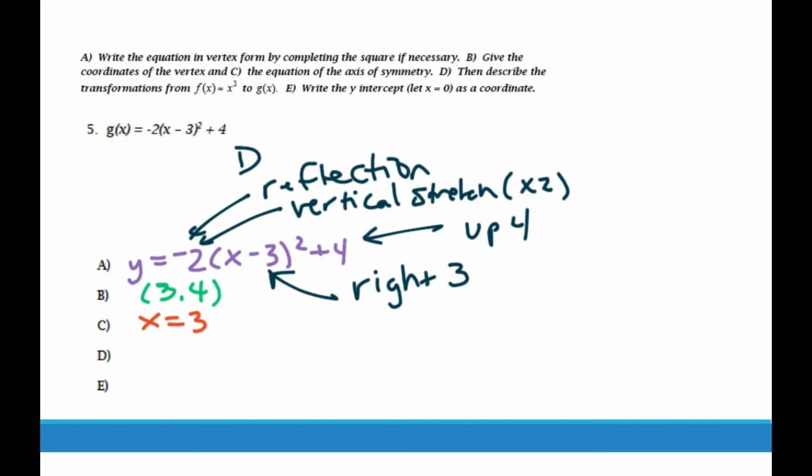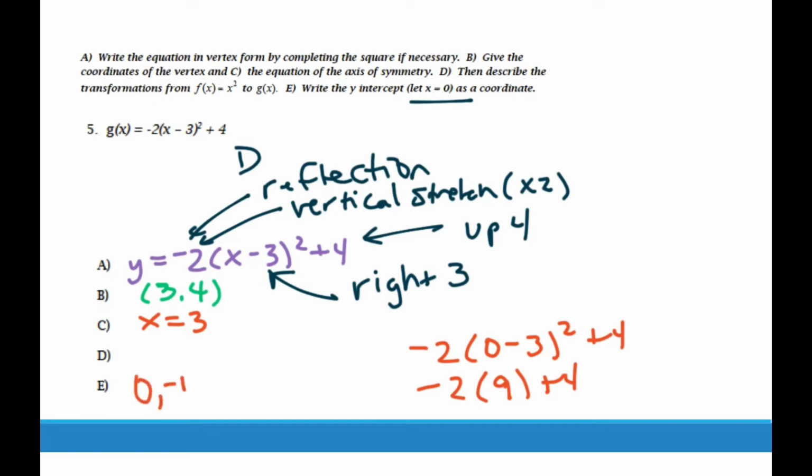Okay, and E, write the y-intercept, so we're going to let x equal 0. You're just going to plug in with -2 and then (0 minus 3) quantity squared plus 4. Just solve it and find out what y is equal to. We're going to have -18 plus 4, so -14. So x is 0, y is -14, and that's your y-intercept.